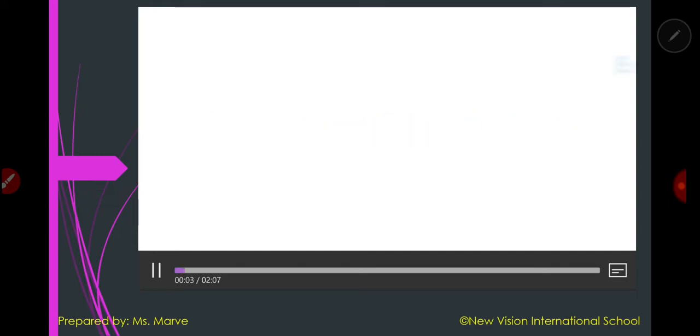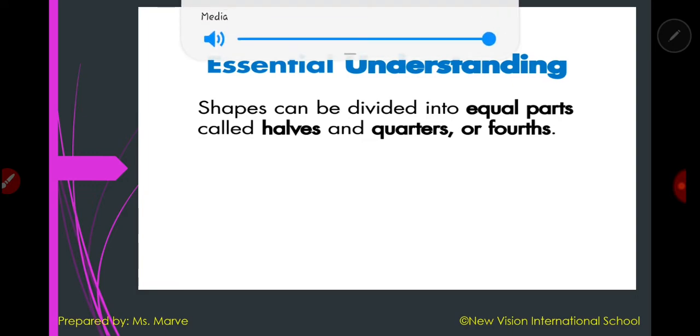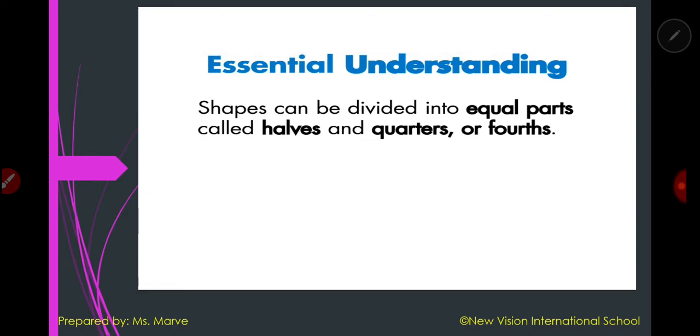Watch this one. The essential understanding for this lesson is shapes can be divided into equal parts called halves and quarters or fourths. Previously, students identified equal shares and divided circles and rectangles into 2 or 4 equal shares. In this lesson, students divide rectangles and circles into halves or fourths and use the terms 1/2, 1/4, or 1/4 to name one equal share of a shape.